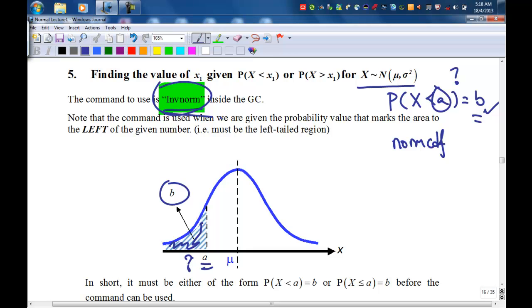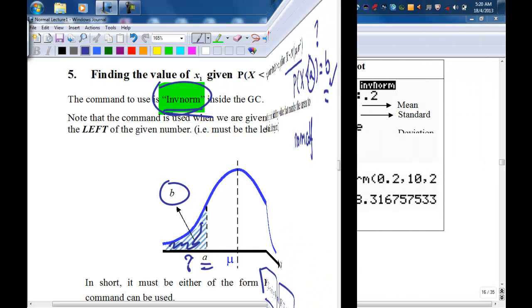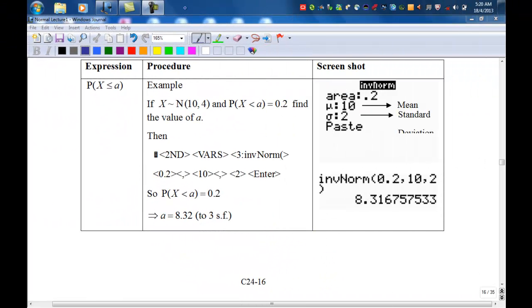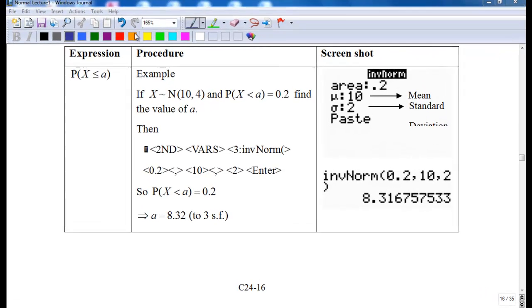Now note that to use inverse norm, the form that I must have is either this, probability x less than a equals b, or the version with the equal sign. Now in your notes you can find several examples that are very detailed. You can read to understand what they all mean. Let me go through one of them with you very quickly.